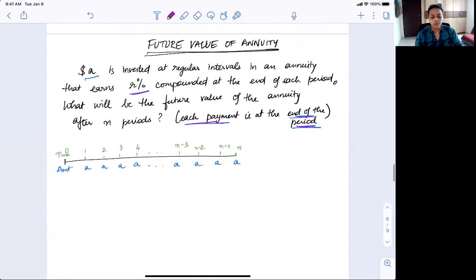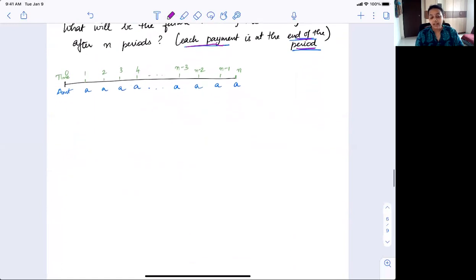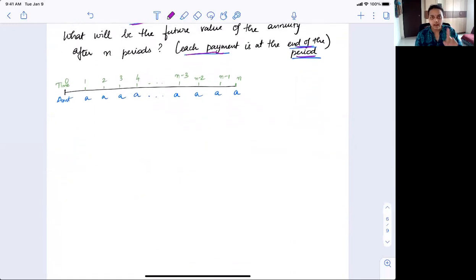But what I want to now do is generalize this principle that we just saw. So instead of $500, if I say I invest $A in an account for n periods, and the amount is going to be compounded at the rate R for each period, what is going to be the future value of all of these payments? What's going to be the final amount that's in the account at the end of these periods?